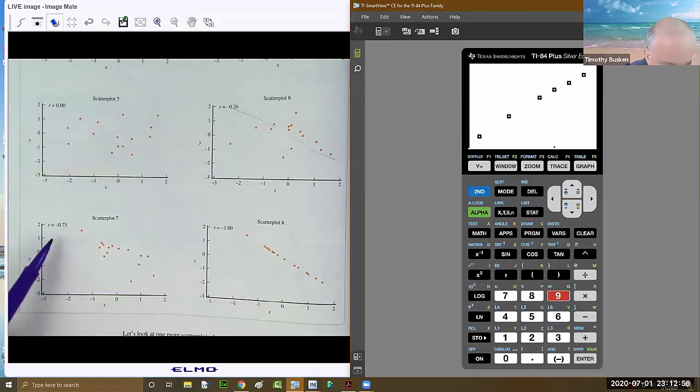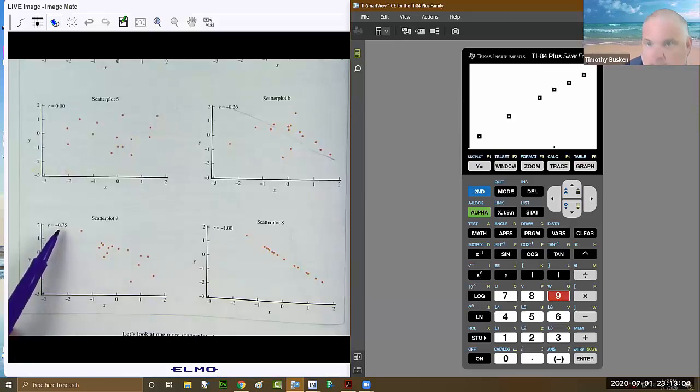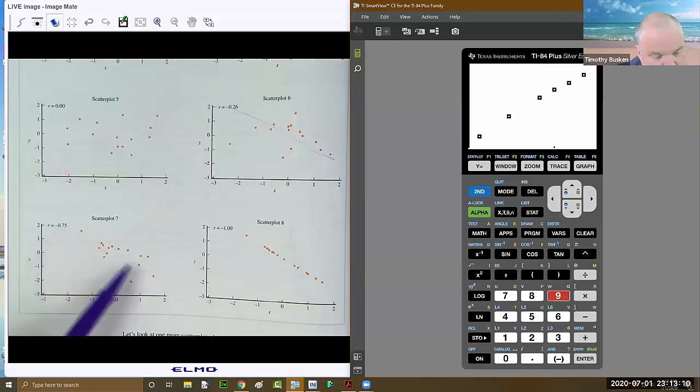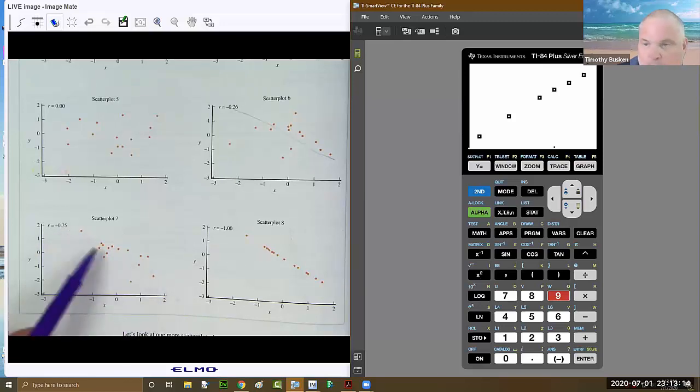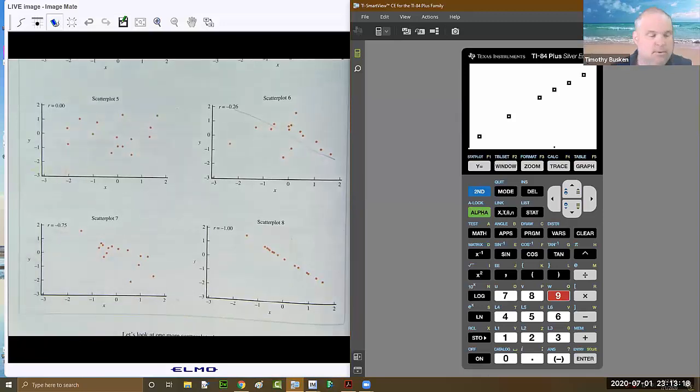Whereas over here, and it's also negative, right? Whereas over here, the strength of the relationship, the linear relationship or the correlation, is about 75%. And you can see that there are some deviations. If you could put a line in there, that line would have negative slope. And so that's another reason why the correlation number R, or Pearson's correlation coefficient, is negative. Okay?